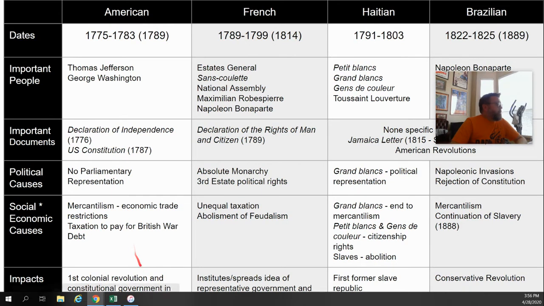Okay. Impacts, it's hard to see because of my bar that won't go away, so I'll just read it to you. The impacts were it's the first successful colonial revolution, throwing off transoceanic empires from Unit 4. And it's the first modern constitutional government. Okay, so they don't establish a monarchy, they establish a constitutional structure. Which then leads us to the French.